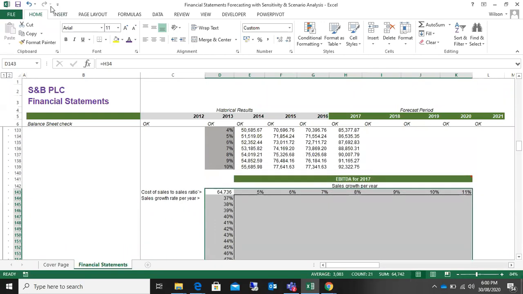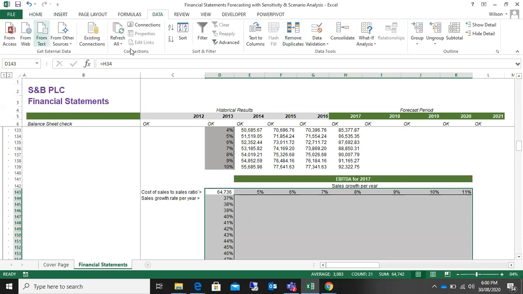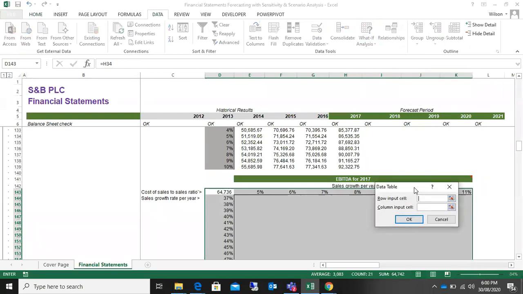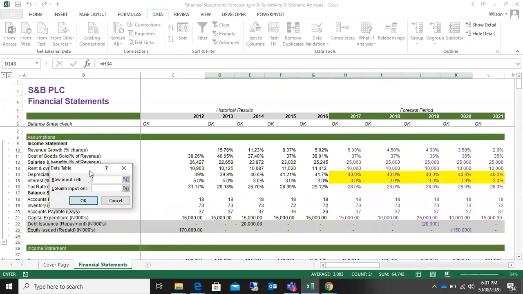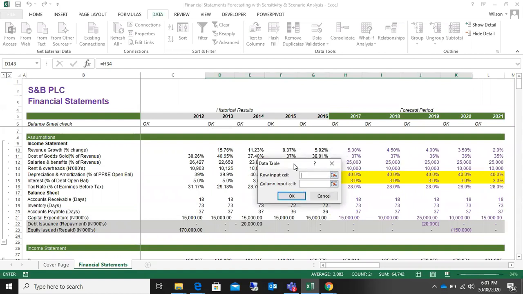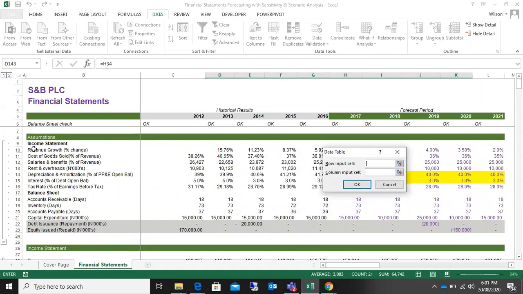Then come to data. Select data. What if analysis? Okay. Then click data table. I click data table. Okay. So what you now do here is this is a two-factor input. Now the row input cell, this is the row, right? The row is cost of sales to sales ratio, while the column is sales growth rate. Now you go up again, take this so we can see what we are selecting. Now cost of sales to sales ratio is a row.